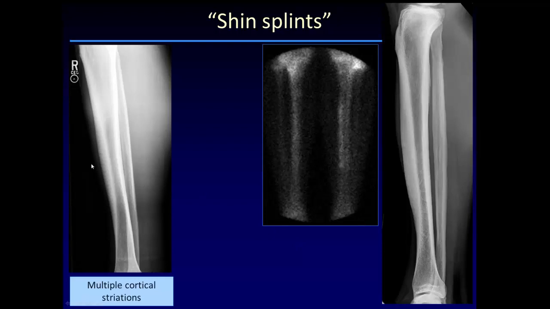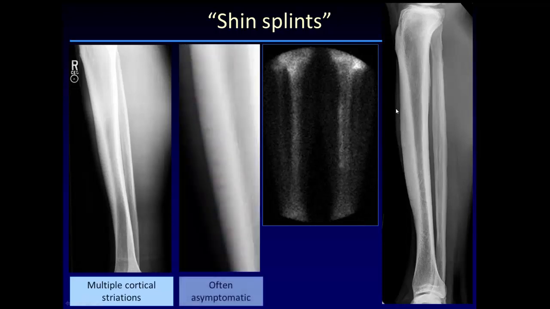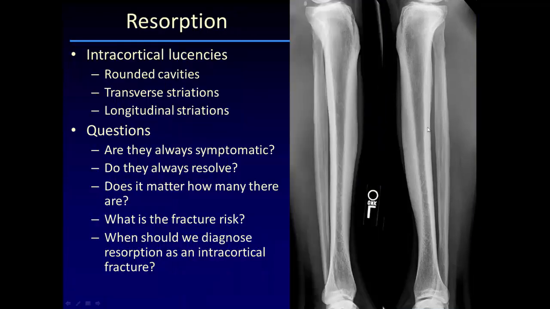I already showed you an example of these intracortical striations. Here's another patient who's a runner with a very thick cortex with these little intracortical striations. These are what is responsible for the shin splints appearance that we see on scintigraphy, where you get a long area of uptake. It is an early stress injury in the bone. They may take the form of little lucencies. Sometimes they can look more rounded.